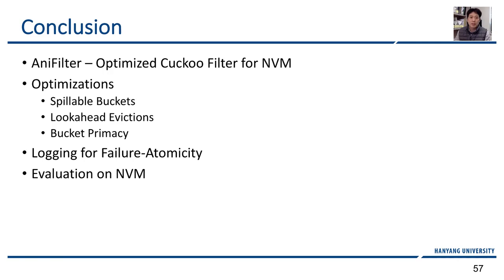Let me conclude. We proposed AniFilter, an optimized Cuckoo filter for MVM. We designed these 3 optimizations to improve the performance of AniFilter. We use minimum logging to ensure failure atomicity. When evaluated on Intel Optane DC PM and Quartz emulation, AniFilter shows substantially higher throughput than other state-of-the-art AMQs.